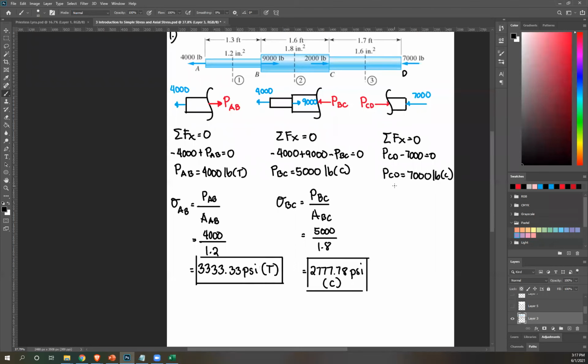And then lastly, sigma CD equals PCD over ACD. PCD is 7,000. Let's look at ACD, that's 1.6. What's the answer?